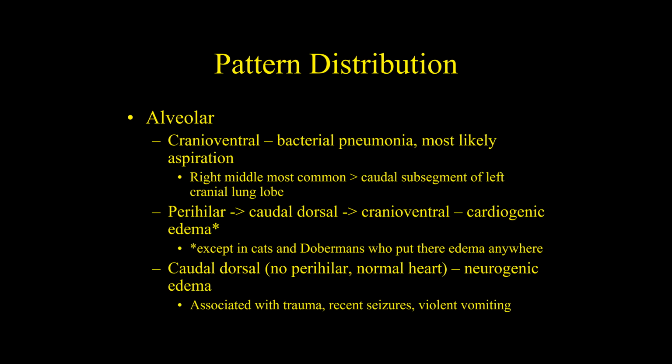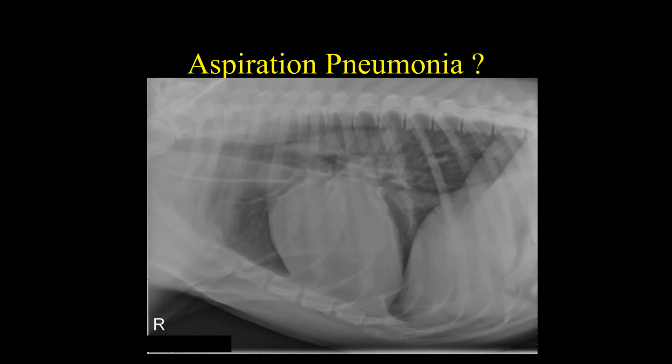If it's cranial ventral located in the lung, in other words, if it is located somewhere in the ventral aspect, especially in this area right in here, typically it's going to be pneumonia, and most commonly due to aspiration. I also said that the right middle lung lobe is the most common spot for aspiration pneumonia. The second most common spots are the left cranial lung lobe and the right cranial lung lobe. So basically anywhere in the cranial ventral thorax, if you see air bronchograms, that's typical for pneumonia, very likely aspiration pneumonia.